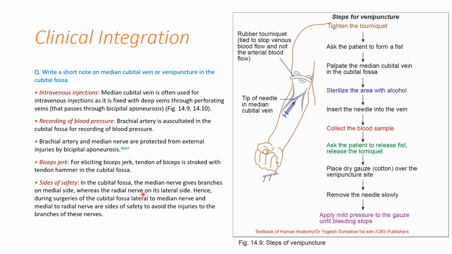Sites of safety. In the cubital fossa, the median nerve gives branches on the medial side, whereas the radial nerve gives branches on the lateral side. Obviously, because the median nerve is the medialmost structure of the cubital fossa, whereas the radial nerve is the lateralmost structure. Hence, during surgeries of the cubital fossa, the areas lateral to the median nerve and medial to the radial nerve are sites of safety to avoid injuries to the branches of these nerves. So you have to remember the sites of safety of the median and radial nerves.